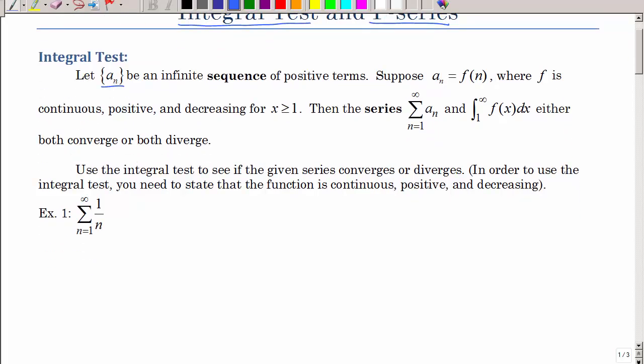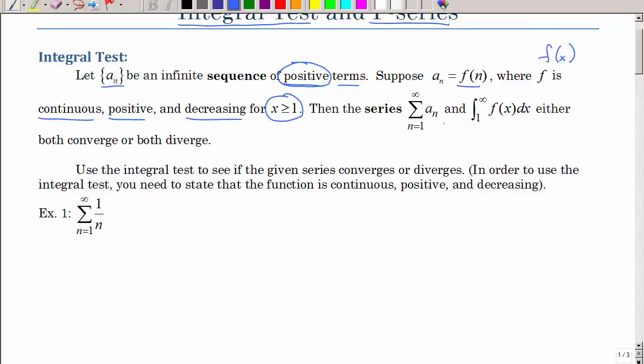So we have a sequence of infinite positive terms. Now that's kind of key, because remember, some of our sequences had negative terms, so this is limiting to sequences that only have positive terms. And we're going to make that sequence, of course, a function. And that function is going to be continuous, positive, and decreasing for all real values greater than or equal to 1. So no longer are we going to be looking at just the natural numbers. We're going to set that function to be a function of x.